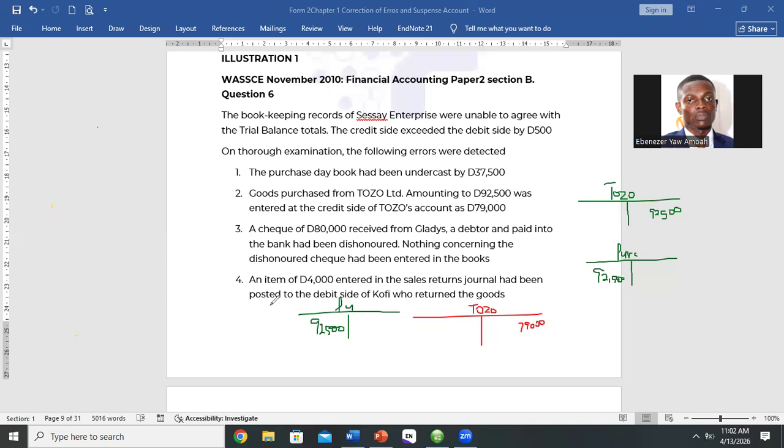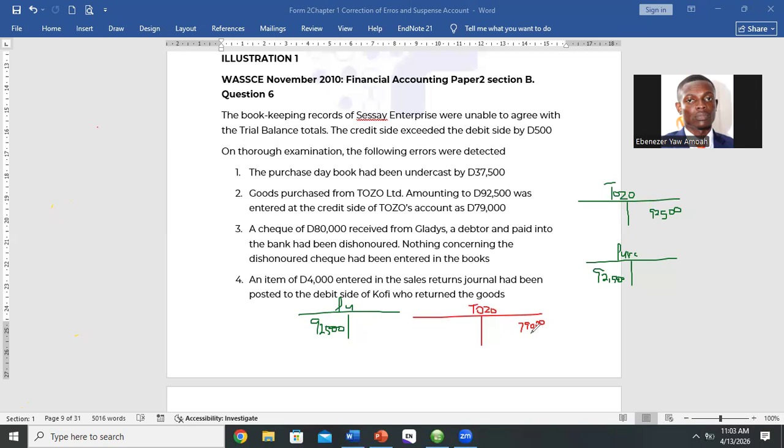How do we correct this error? Or what type of error are you seeing here? What I am seeing is that Tozo's account should have been credited with 92,500. But what did we do? We have understated it. So there is also a casting error. We have undercast Tozo's credits of 92,500 as 79,000.